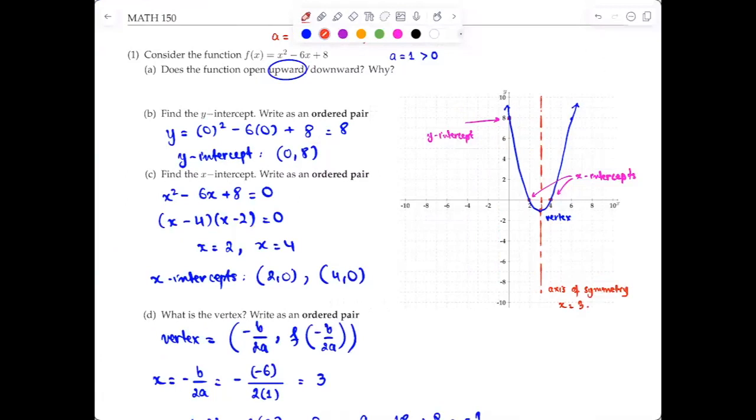So hopefully this example will give you some idea how to do some analysis on certain problems. In this case, you have a quadratic function. Now you analyze the quadratic function to actually draw or sketch the graph of the quadratic function.